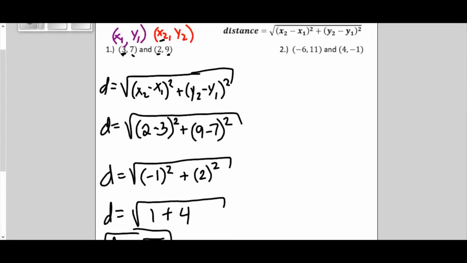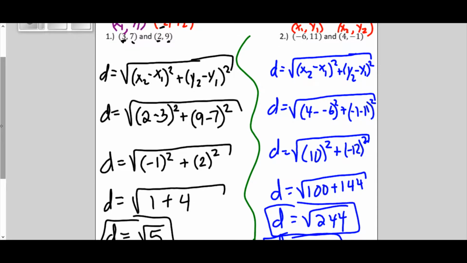So for example, this is actually example 3, but I want you to try this one on your own. So we have negative 6 comma 11 and 4 comma negative 1. So start off by labeling one point as x1, y1, and then the other point x2, y2, and then plug those values into your distance formula. So give this a try, pause the video. When you unpause it, I'll have a solution here for you.